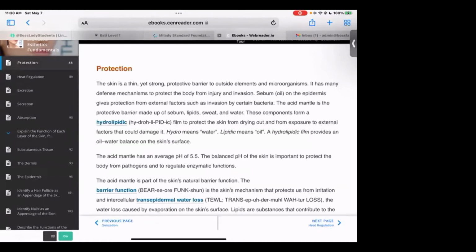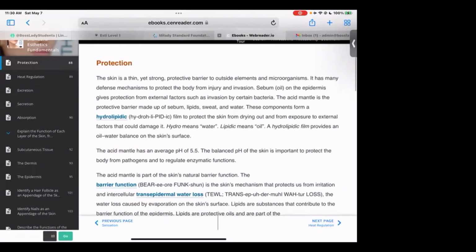The next primary function of the skin is going to be protection. The skin is a thin yet strong protective barrier to outside elements and microorganisms. It has many defense mechanisms to protect the body from injury and invasion. Sebum, which is oil, if you do not know this, write it down. This is a word that will be used on your state board. Sebum, or oil, on the epidermis gives protection from external factors such as invasion by certain bacteria.